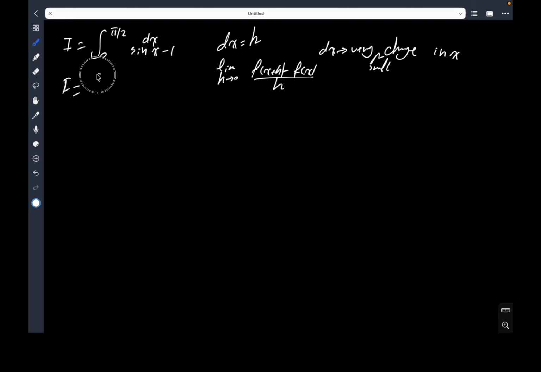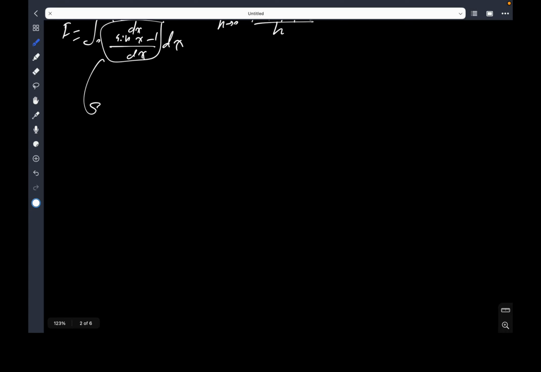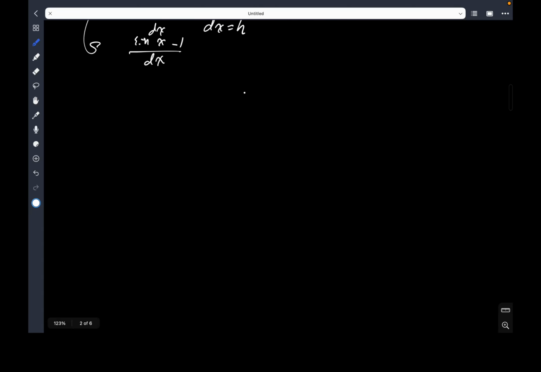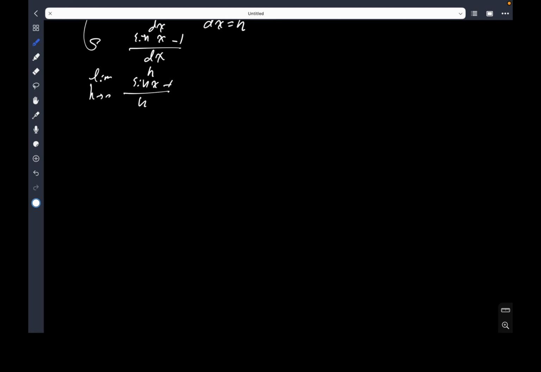So if I multiply this integral by dx and divide it again by dx, I'm going to be left with this expression. Let us examine it here. Sine x to the power of dx minus 1 over dx. I told you that I can treat dx as h, and thus I can write it as the limit as h approaches 0 of sine x to the power of h minus 1 over h.